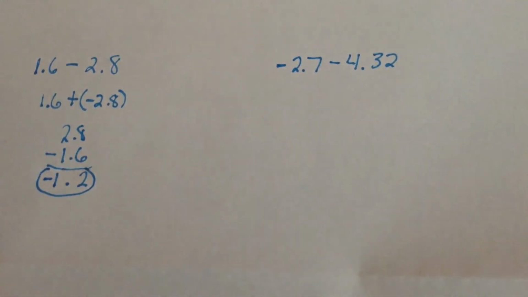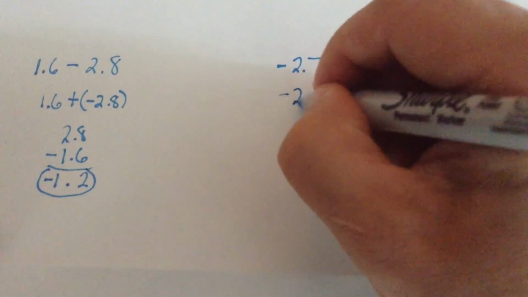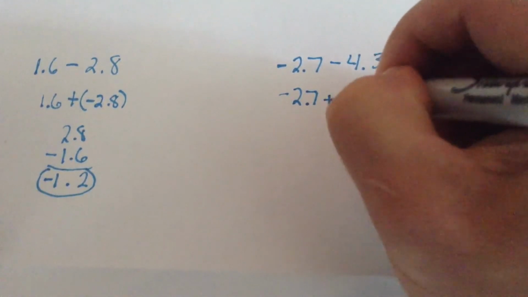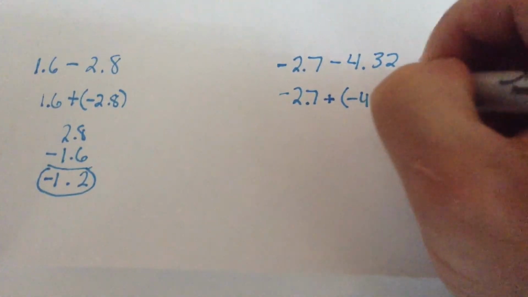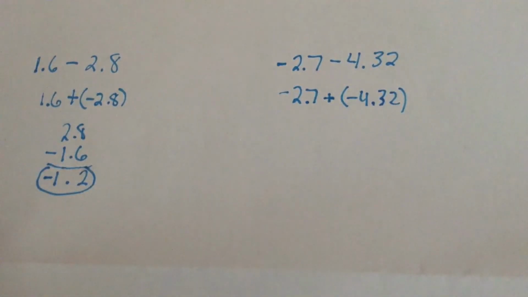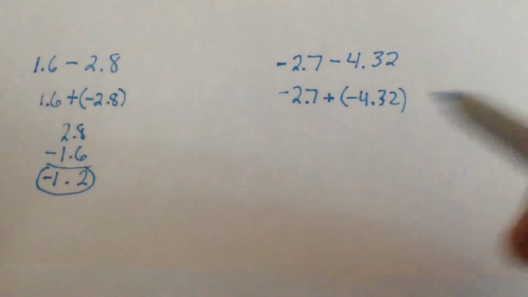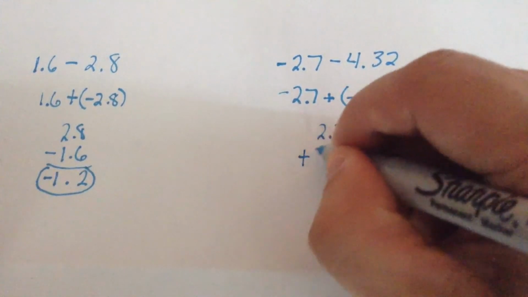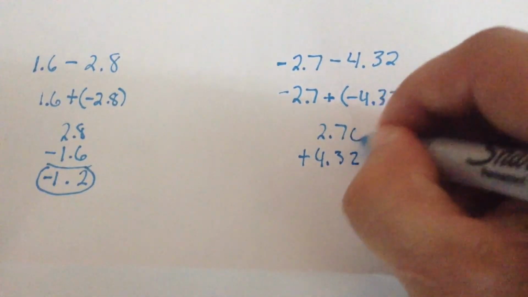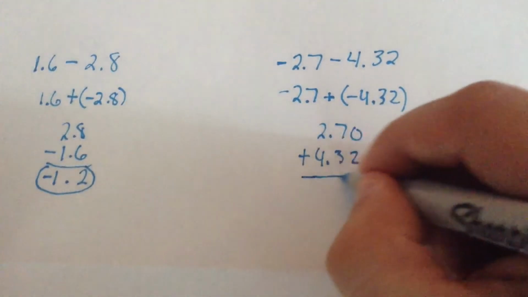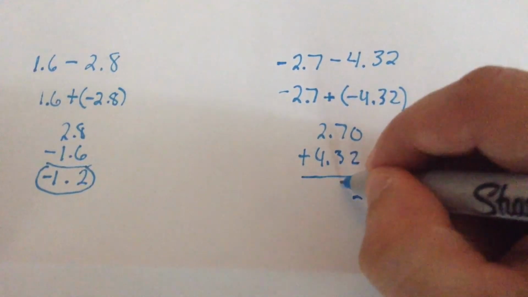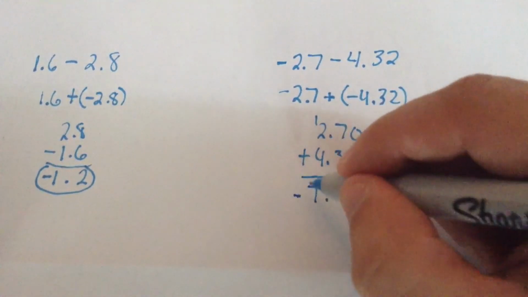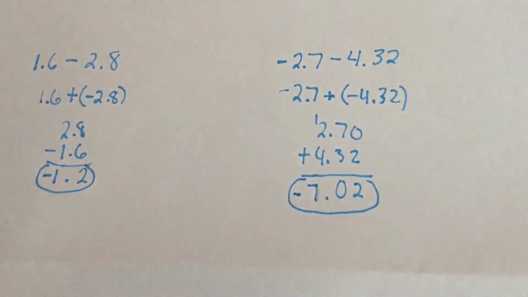Okay, then the last thing, I have negative 2.7. I'm going to rewrite minus as plus, negative 4.32. If they're both negative, I know I can add them and just bring the negative down. So I'll go 2.7 plus 4.32. Gotta add in the 0. Then just add. So 2, 10, carry the 1, 7, and then bring the negative down. Then I'm all done. Okay?